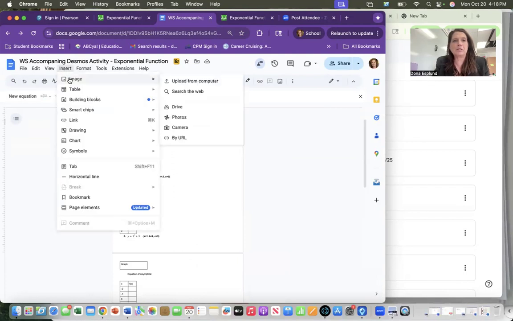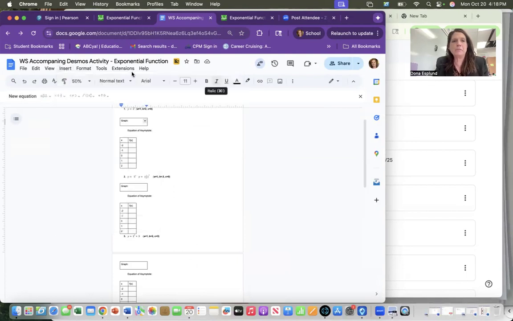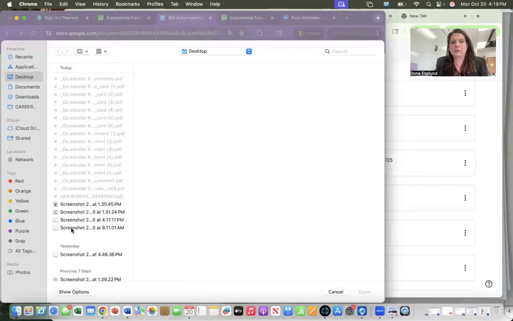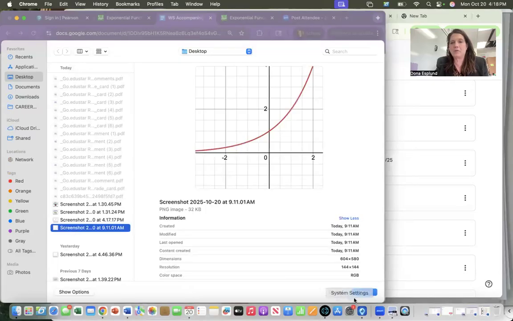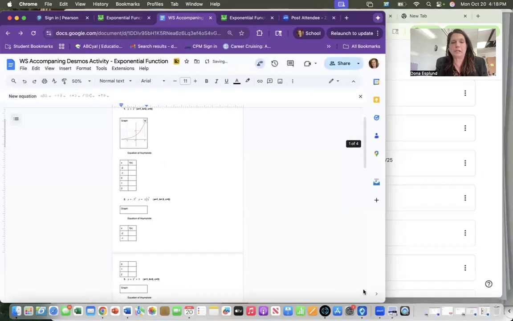Okay, I've got my cursor in my box. I'm going to click insert. I'm going to go image from my computer. And then you should get something that's similar to that. And you should be able to select that graph and then just go ahead and tell it to put it in. And then you should be able to go ahead and fill out your chart. And that's all you really need to do.